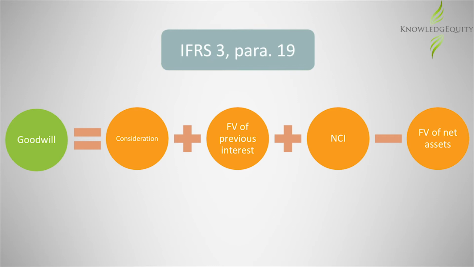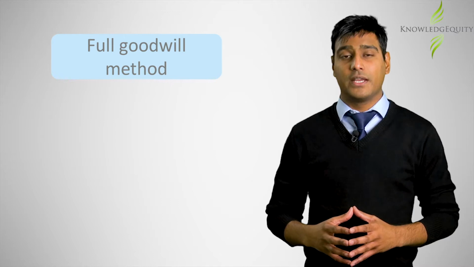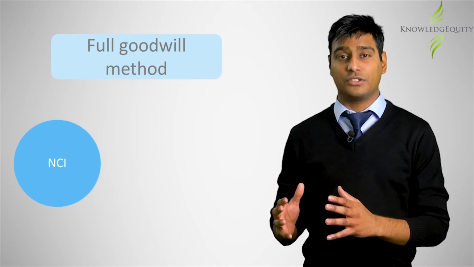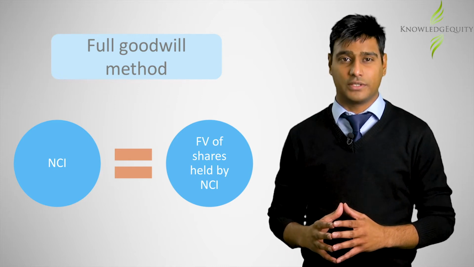IFRS 3 paragraph 19 allows a choice for the measurement of non-controlling interests, that is the full goodwill method or the partial goodwill method. If the entity chooses the full goodwill method, then it would measure the non-controlling interest using the fair value of shares held by the non-controlling interest shareholders.